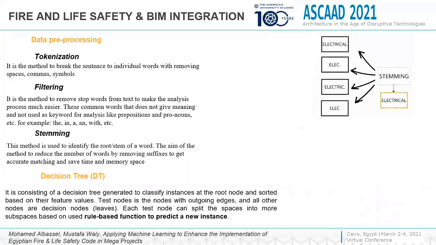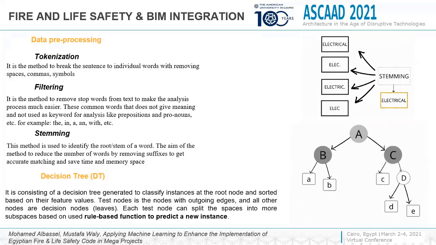The data pre-processing and cleaning is splitting words, done by a method called stemming. The stemming method identifies the root of the word and also removes spaces, commas, and symbols that were added by mistake, and removes all prepositions and pronouns like in, an, a, with, which is called filtering. Then we define the training sets based on decision tree techniques that use a rule-based function to predict new instances.